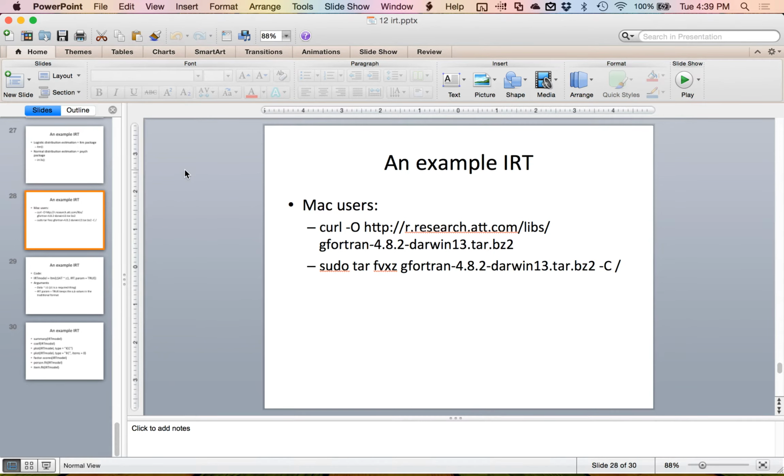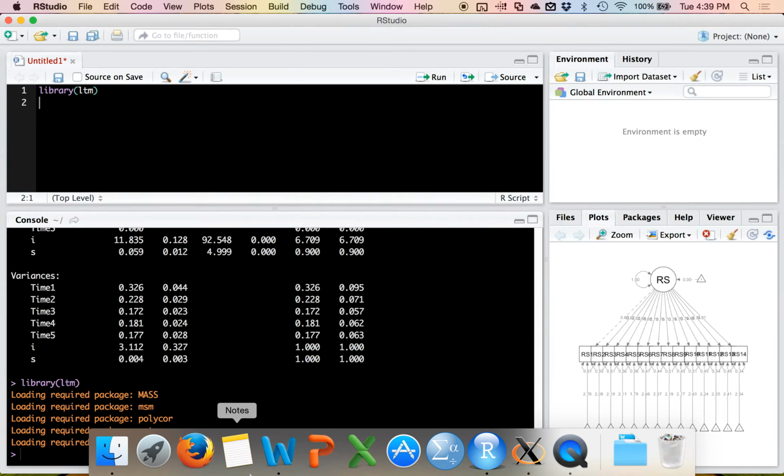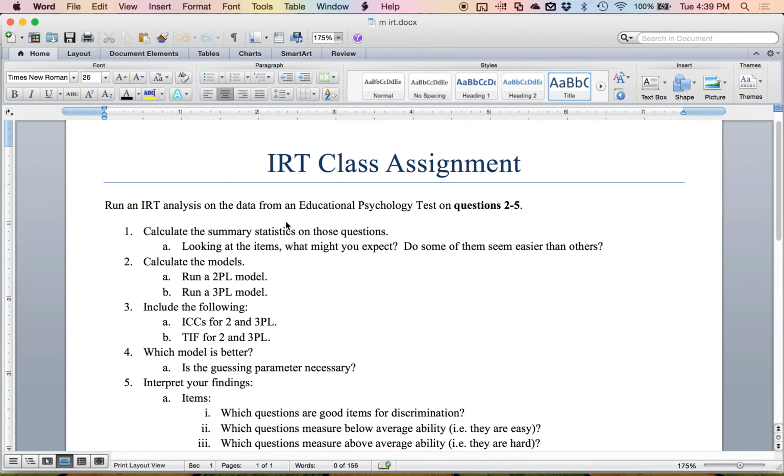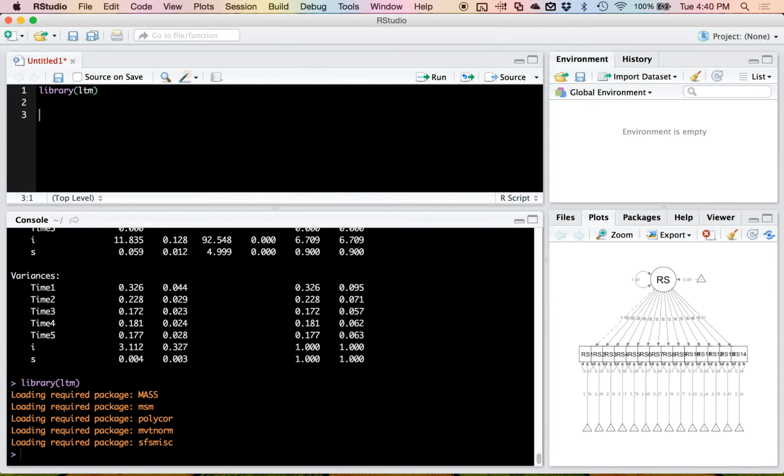All right. So that being said, we've loaded the LTM library. And what I'm going to do is test a couple different models, let me go back to Word here, on some data. So I have an ed psychologist who was down the hall from me, and he gave me some data from a test he had just given. So let's load up the data.